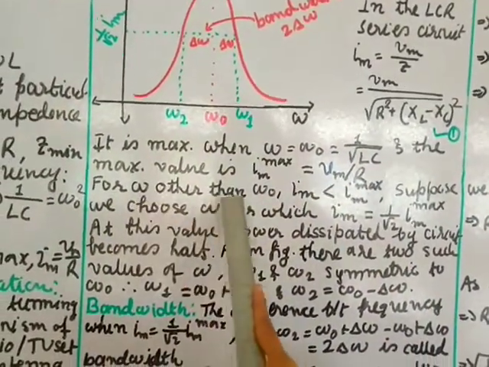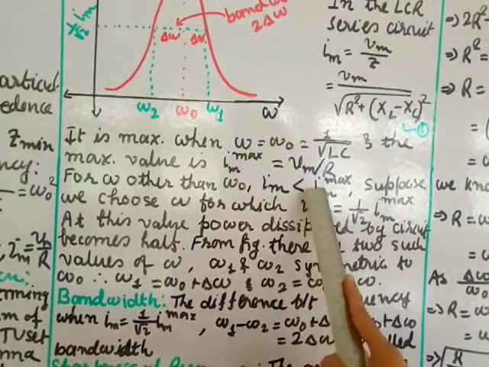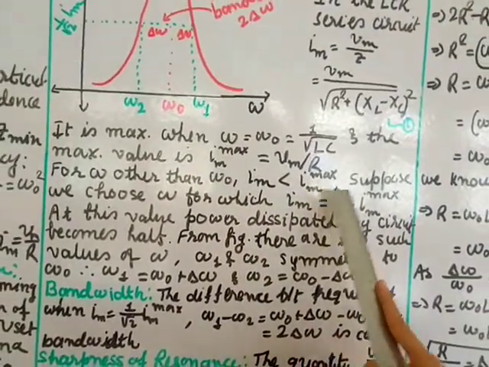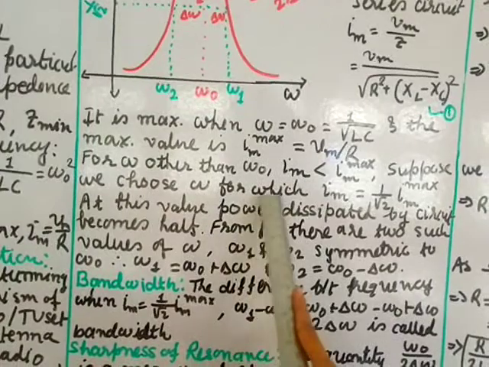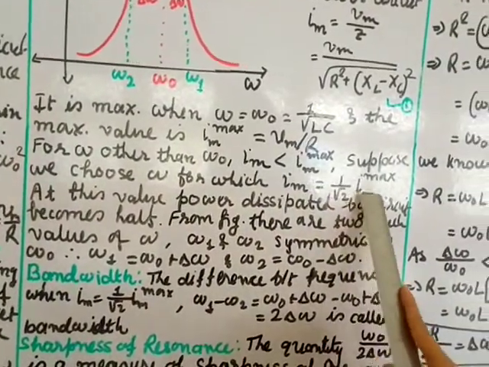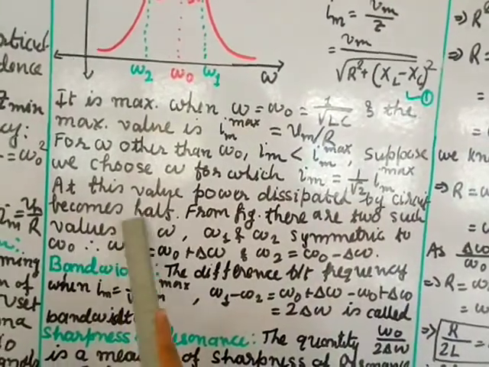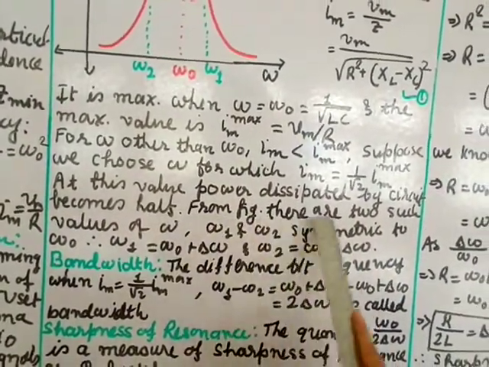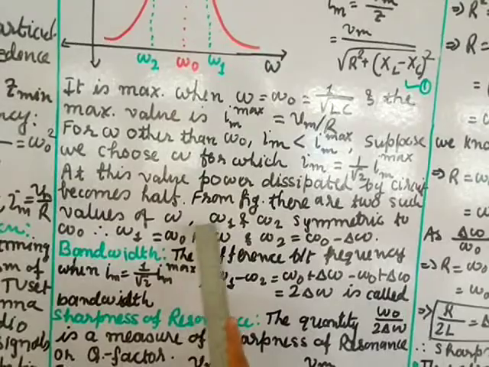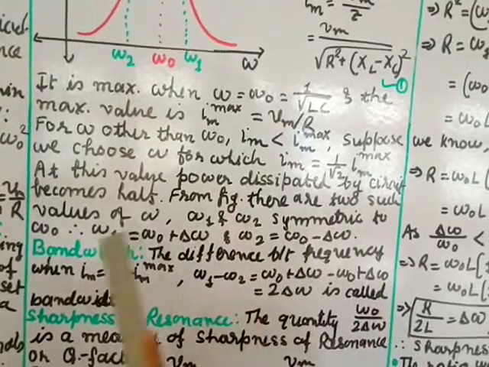For omega other than omega naught, Im is less than Im maximum. Suppose we choose omega for which Im is equal to 1 by root 2 Im max. At this value, power dissipated by circuit becomes half. From the figure, there are two such values of omega 1 and omega 2 symmetric to omega naught.